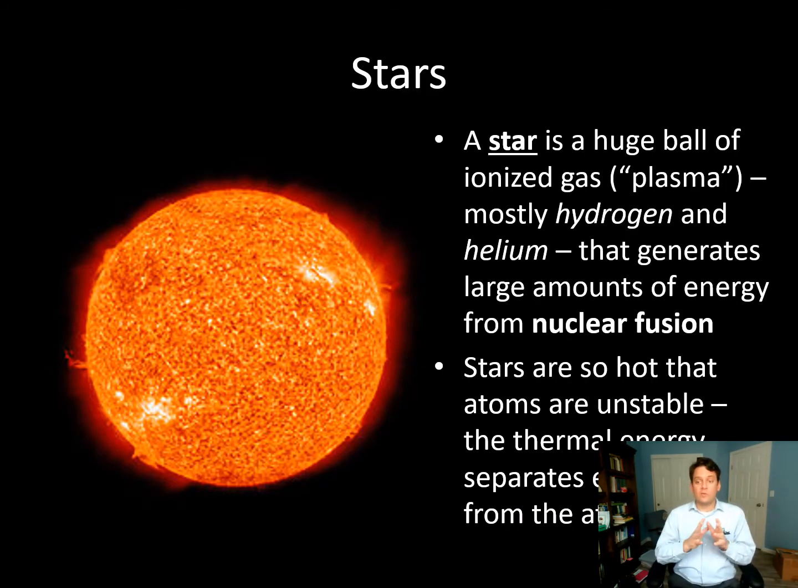So we're going to start off with something that is going to take up a lot of our time and hopefully interest throughout the semester, which is stars. So let's go ahead and define what it is that a star is. A star is a huge ball of ionized gas, which is known as a plasma. It's mostly hydrogen and helium, and it generates huge amounts of energy from nuclear fusion.